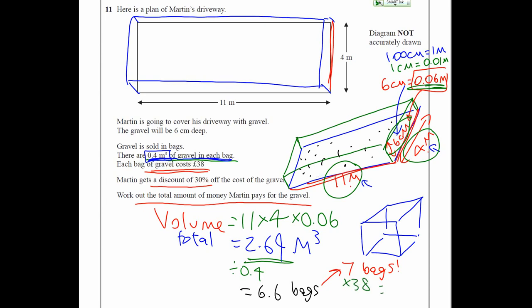7 times 38 gives you 266. Now it sounds like the shopkeeper felt sorry for you because you only wanted 6.6, and he's going to give himself a discount of 30%. So this could be a whole new question, but the examiners very cleverly put it all into one. Okay, I like this question, I'll be honest.